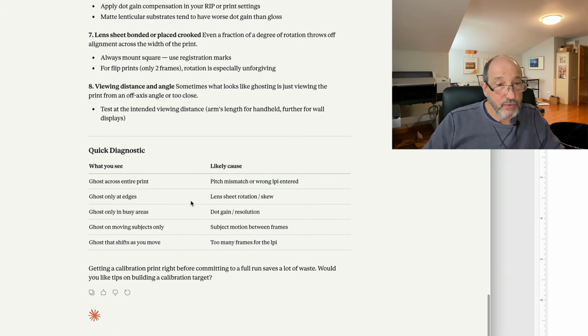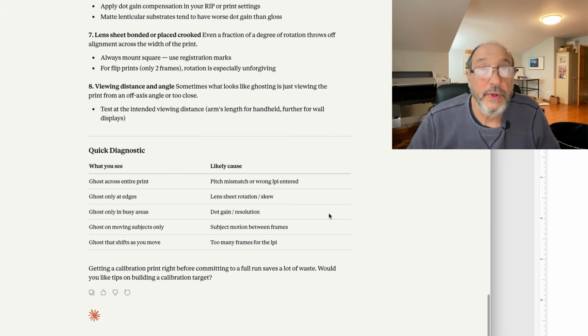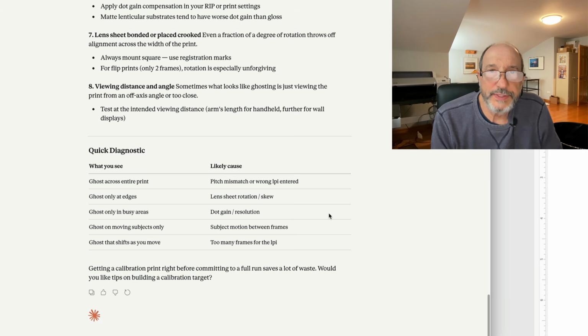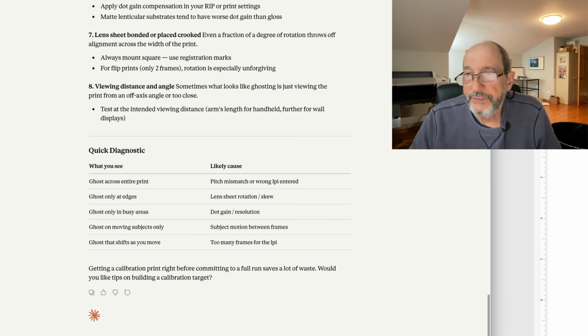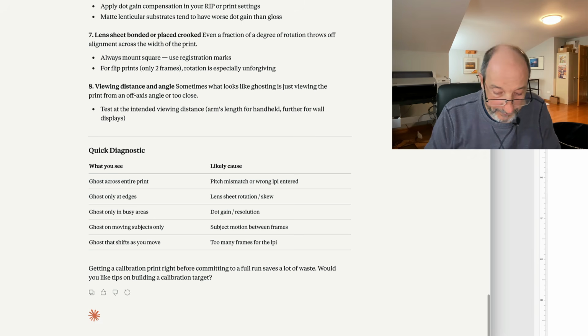So quick diagnosis, ghost across entire print, pitch mismatch, wrong LPI. These are all wrong. It didn't really tell us how to solve it, did it? Getting a calibration print right before committing to a full run saves a lot of waste. That's true. It doesn't have anything to do with the question. Would you like tips on building a calibration target? No. All right. So it didn't describe the biggest cause of ghosting, and it really didn't describe a fix for it. So a related question, what causes banding in a lenticular print, and how can we fix that?